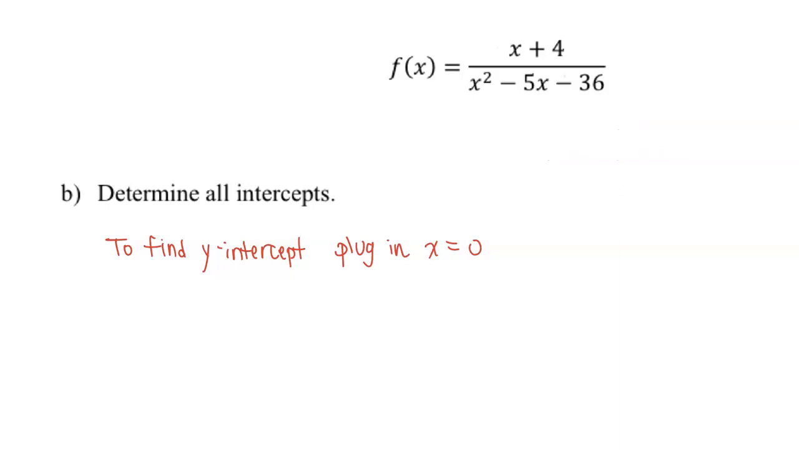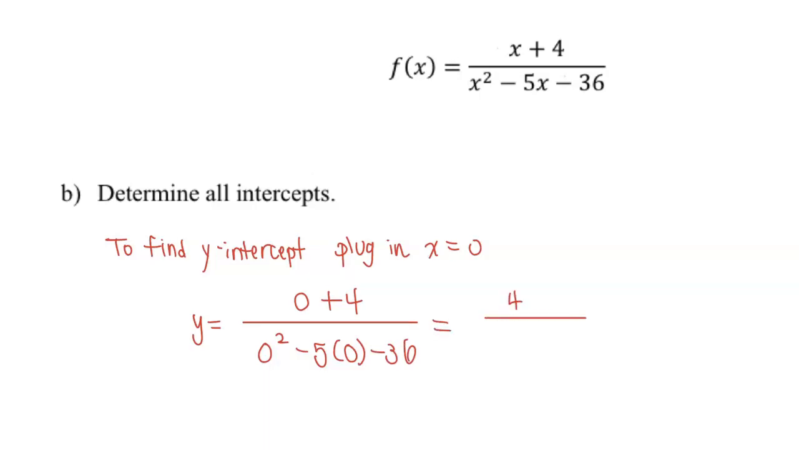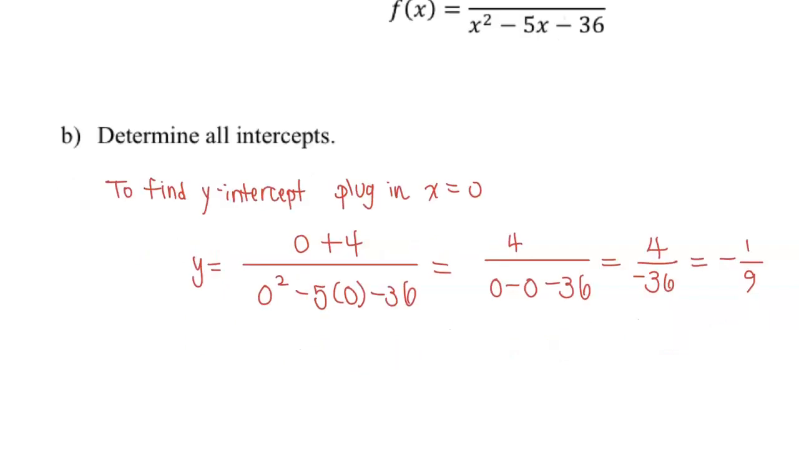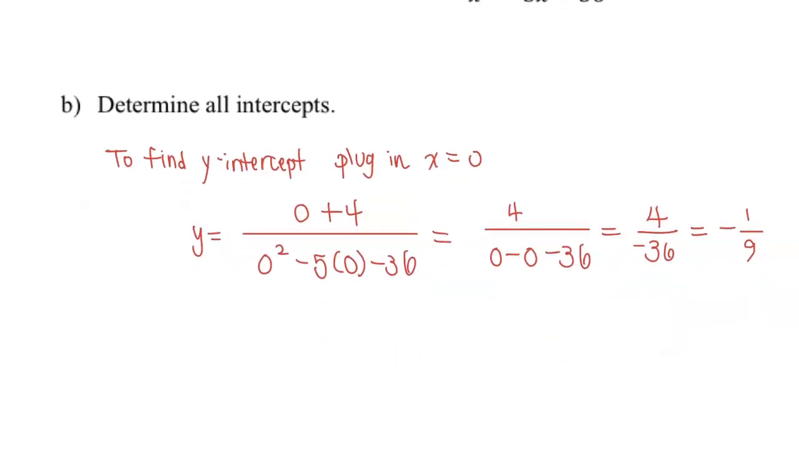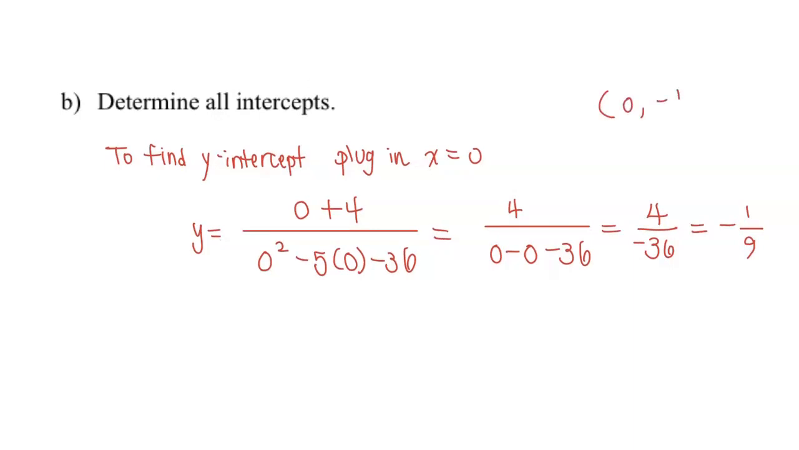So here I go. y equals, on top of the fraction, I will do 0 plus 4, and in the denominator, I'll do 0 squared minus 5 times 0 minus 36. If we simplify this, we get 4 over 0 minus 0 minus 36. So that is 4 over negative 36. If we simplify this, that is negative 1 over 9. So the y-intercept is at (0, negative 1/9). So we found the y-intercept.